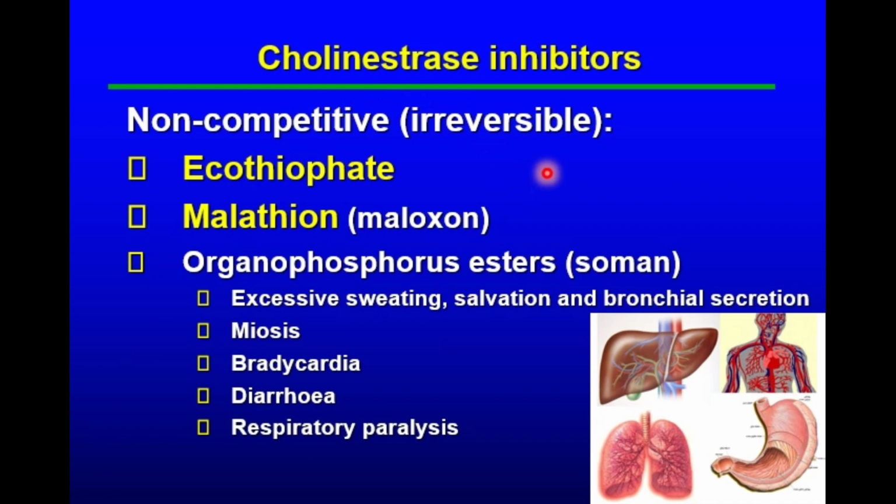Examples of non-competitive inhibitors are echothiophate and malaoxon, the active form of malathion. Other examples are toxic organophosphorus esters, for instance nerve agents like soman, sarin, tabun, and DFP. These are nerve agents that are organophosphorus esters. Organophosphorus esters are non-competitive or irreversible inhibitors of acetylcholinesterase. They firmly bind to the esteric site of acetylcholinesterase. However, echothiophate also attaches to the ionic site.